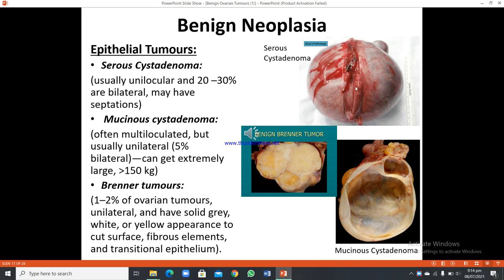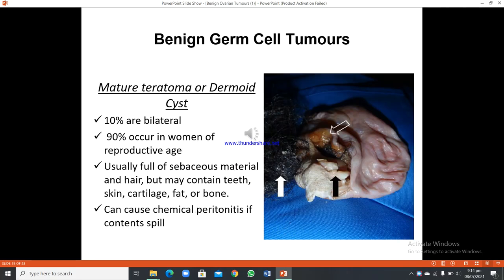Serous cystadenoma, you can see. Gross appearance: mucinous cystadenoma, often multiloculated but usually unilateral, that is, 5% bilateral. Can get extremely large, more than 150 kg. This is a benign Brenner tumor, and you can see mucinous cystadenoma. Brenner tumor: 1 to 2% of ovarian tumors, unilateral, with a solid gray, white, or yellow appearance on cut surface, fibrous elements, and transitional epithelium.